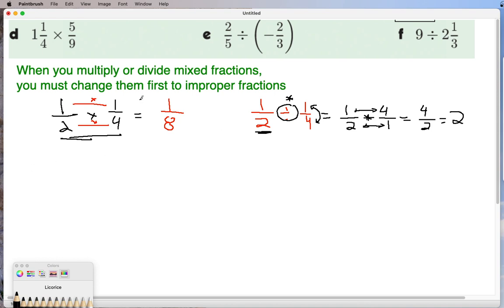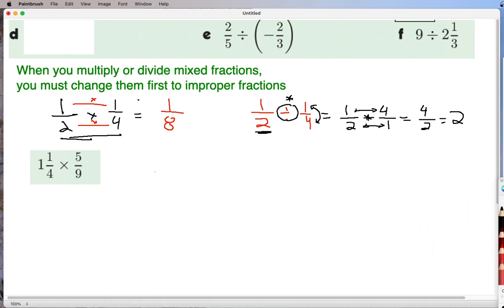Now, if you look at our example, the first example here, what I'm going to do is cut it out, and I'm going to bring it down here so it's easier to see. Okay. What we have is a mixed number, which is 1 1/4 times a proper fraction 5/9. So if you look at my tip here, when you multiply or divide mixed fractions, you must change them first to improper fractions. So you must know how to change 1 1/4 to an improper fraction. And I showed it in the last video, but I'll show it again.